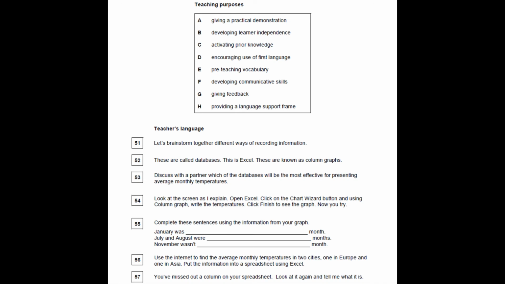55. Complete these sentences using the information from your graph. January was dash month. July and August were dash months. November wasn't dash month. This is providing a language support frame. 56. Use the internet to find the average monthly temperatures in 2 cities, one in Europe and one in Asia. Put the information into a spreadsheet using Excel. This is developing learner independence. 57. You've missed out a column on your spreadsheet. Look at it again and tell me what it is. This is giving feedback. Now, let's take a look at the answers.